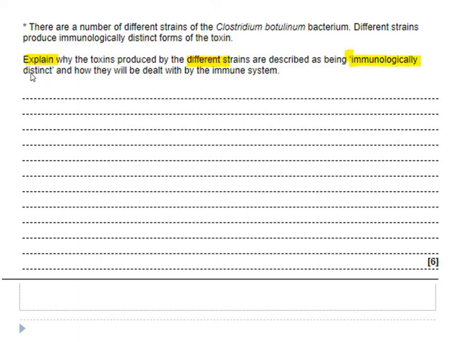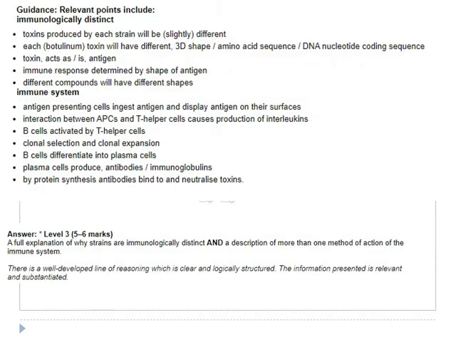Again, what biology likes to do is they like to introduce these terms that they don't necessarily clarify beforehand. So immunologically distinct means the immune system will deal with them separately. How will these different strains be dealt with by the immune system? So what you kind of have to do here, if you want to get the higher marks, although you've put lots of things over here, you need to say a description of more than one action of the immune system. So for instance, you could be talking about the antibodies in different ways. Okay, right, I'll let you go ahead and mark that.